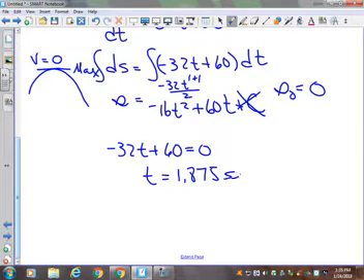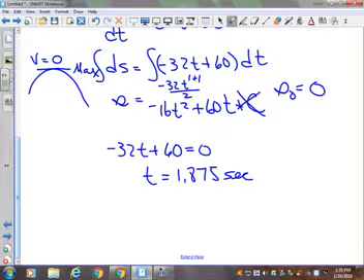1.875 seconds. And I'm not going to round that off because I'm using it in my next calculation, so that's why I was asking was it exact, because I need all the digits. That's what time it happened. Did it ask me to find what time it happens? No, it asked me to figure out how tall it was.